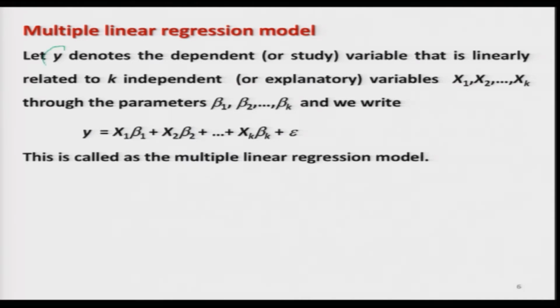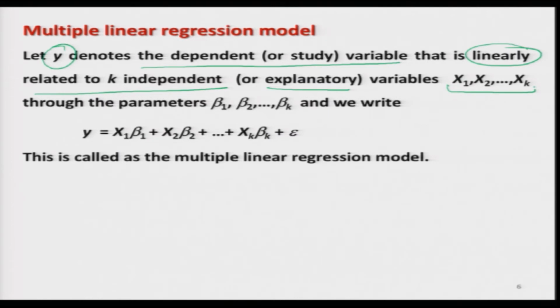Here this small y is going to denote the dependent or study variable, and we assume that this dependent variable is linearly related to k independent variables or k explanatory variables. Earlier we had denoted the one explanatory variable as x, but now we have x1, x2, xk, and earlier the regression coefficient or the regression parameter associated with x was beta 1 in the case of simple linear regression model, but now we have here x1, x2, xk.